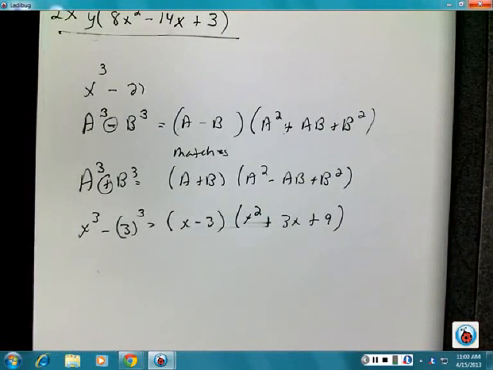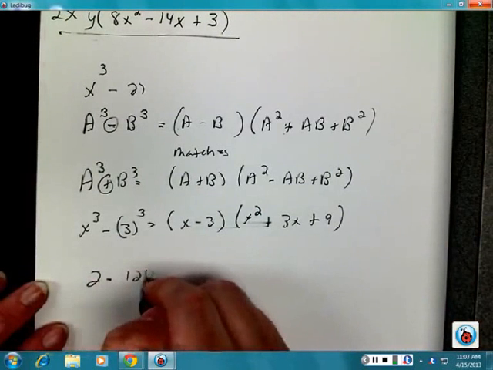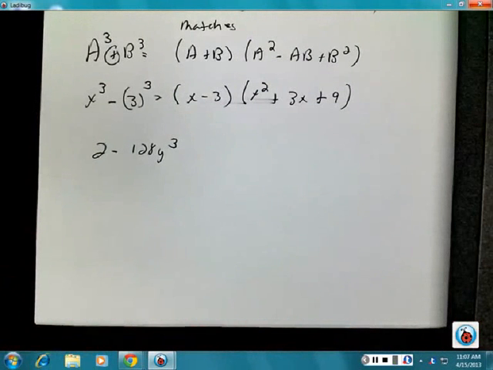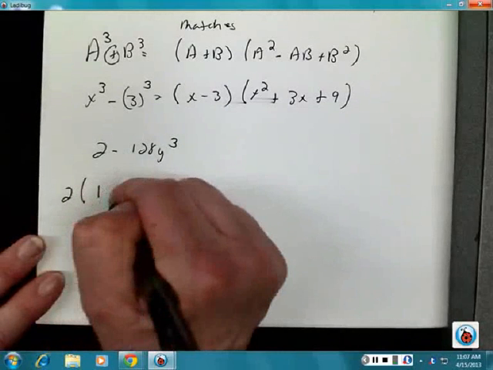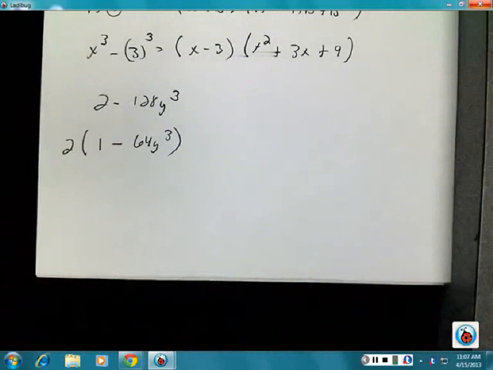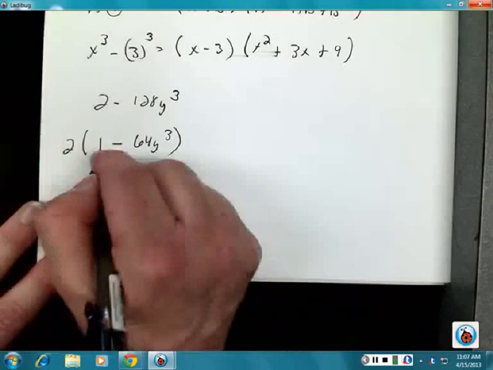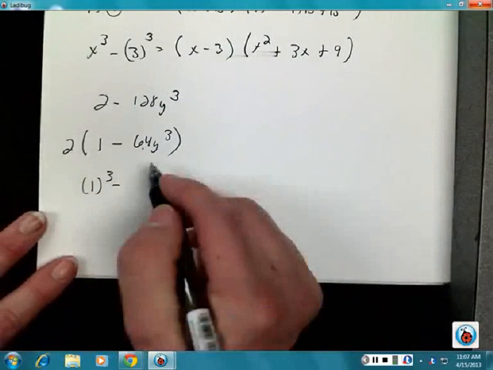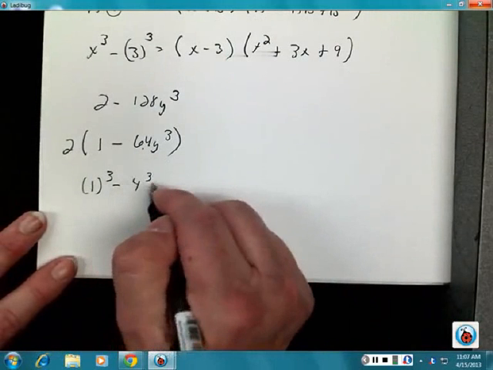Let me find another one of those. What if we had 2 minus 128y cubed? Pull out a 2. That leaves me with 1 minus 64y cubed. How do you do that? Same thing. Get my bases. What's the cube of 1? If I have 1, that's going to be 1 cubed, correct? What's 64? 4 cubed with a y cubed.